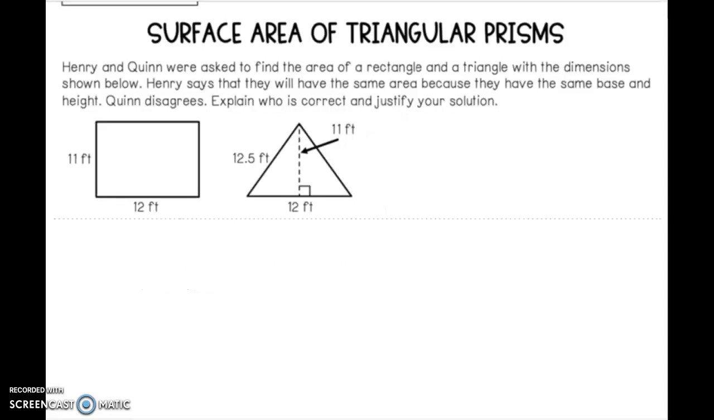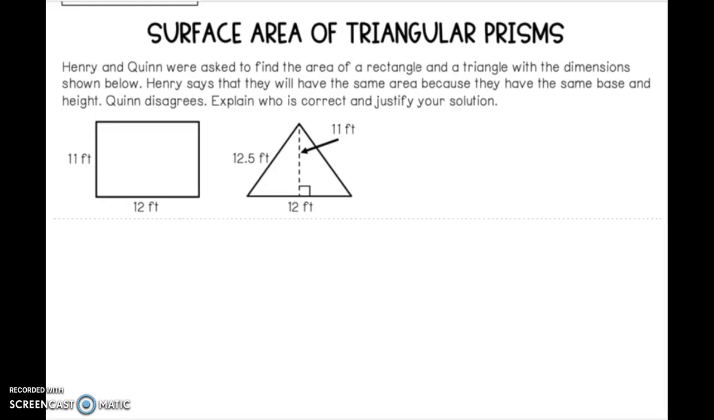Welcome to today's 7th grade lesson, lesson 3, surface area of rectangular prisms. Henry and Quinn were asked to find the area of a rectangle and a triangle with the dimensions shown below. Henry says they will have the same area because they have the same base and height. Quinn disagrees. Explain who is correct and justify your reasoning.